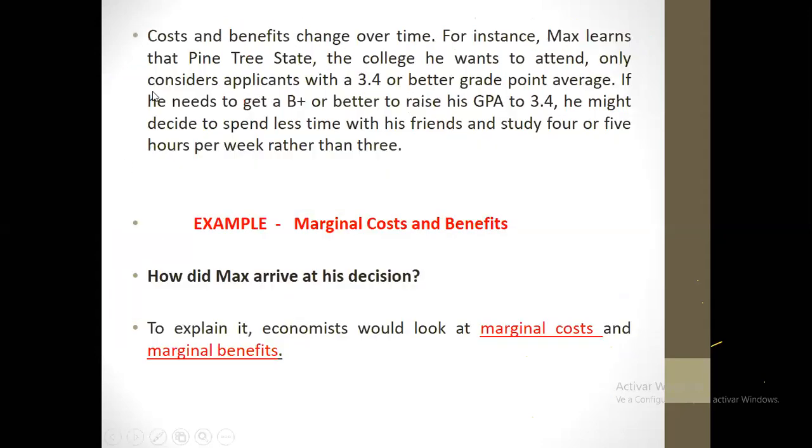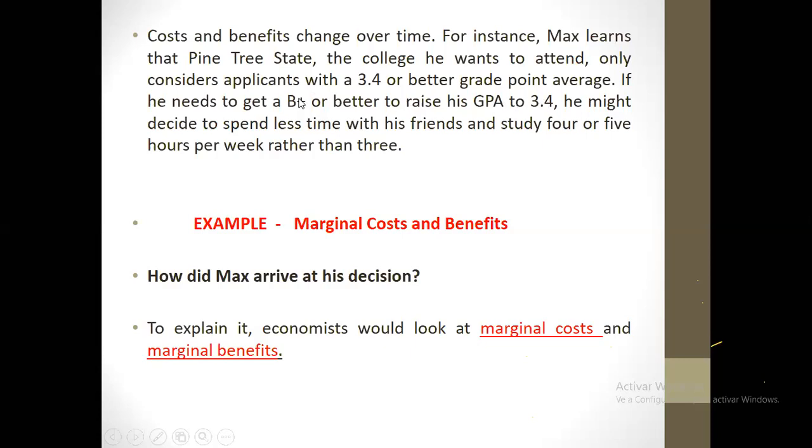Now over here it says cost and benefit change over time. For instance, Max learns that Pine Street State, that's a university or college, the college he wants to attend, only considers applicants with a 3.4 or better grade point average. So that means that if he gets C or D, it doesn't work for him and he won't be able to get to this college, okay? He needs to get a B plus or better to raise his GPA to 3.4.